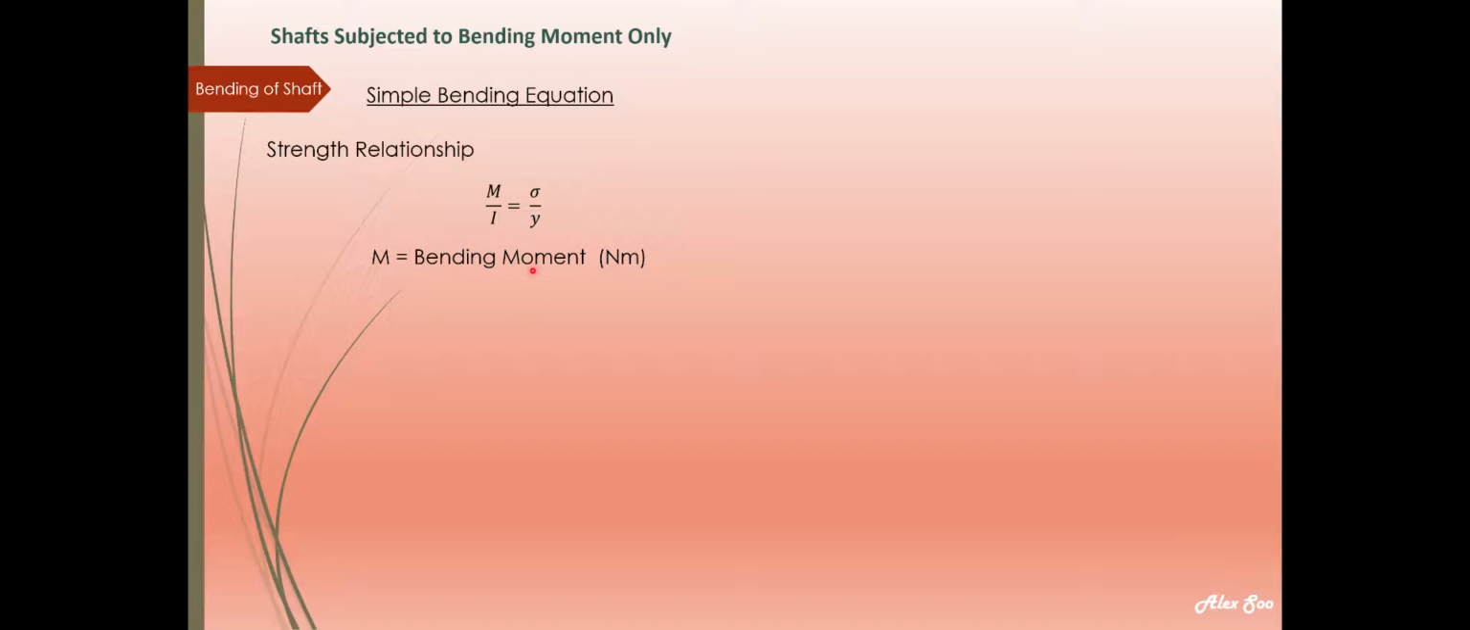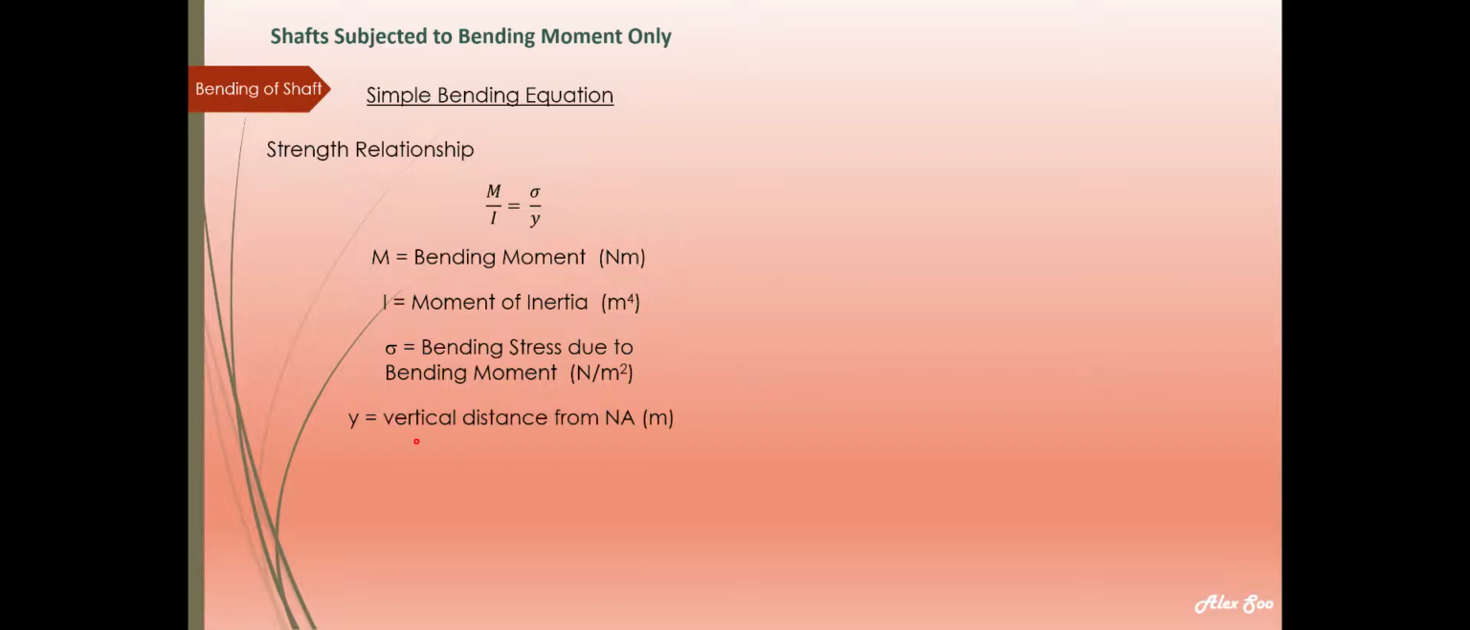So M is the bending moment in Newton meter. I is the moment of inertia, meter to the power of 4. Sigma is the bending stress due to the bending moment. Y is the vertical distance from the neutral axis and is measured in meter or in millimeter. So we have the relationship for the bending equation.